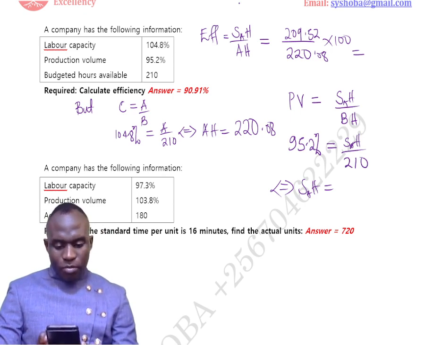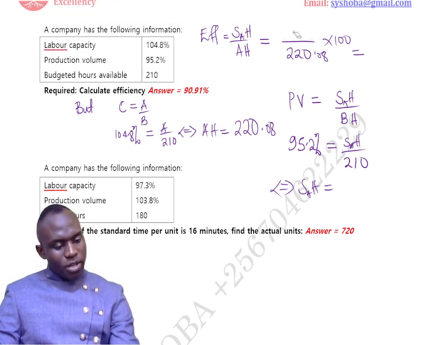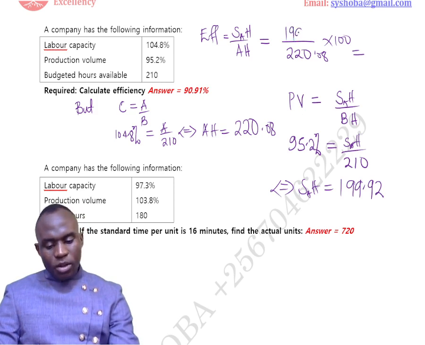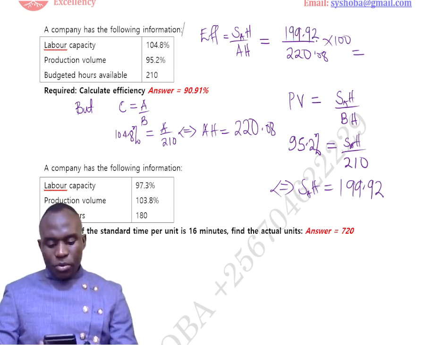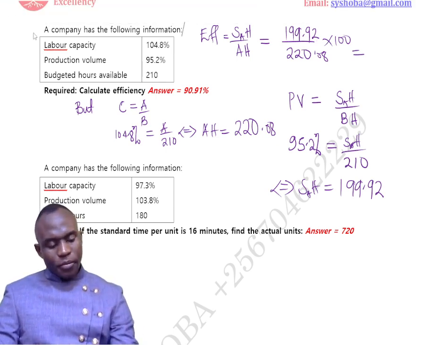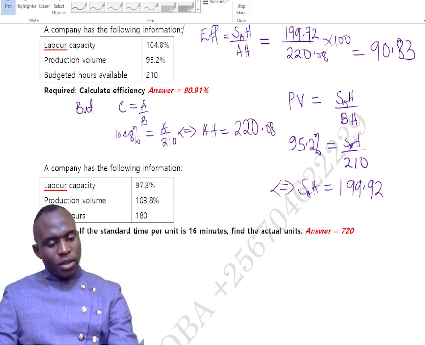So it is 95.2 shift percent alpha equals alpha x divided by 210 shift solve. So we get 199.92. So this one, the standard is 199.92. So we work out 199.92 divided by 220.08 times 100. So the answer we get is 90.83. So this is the answer.